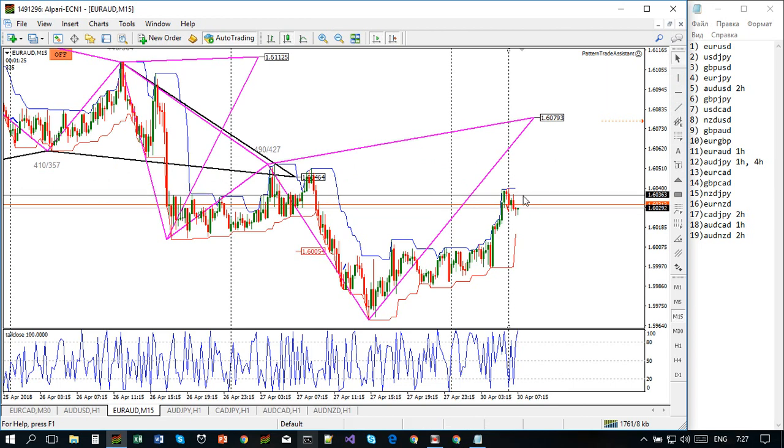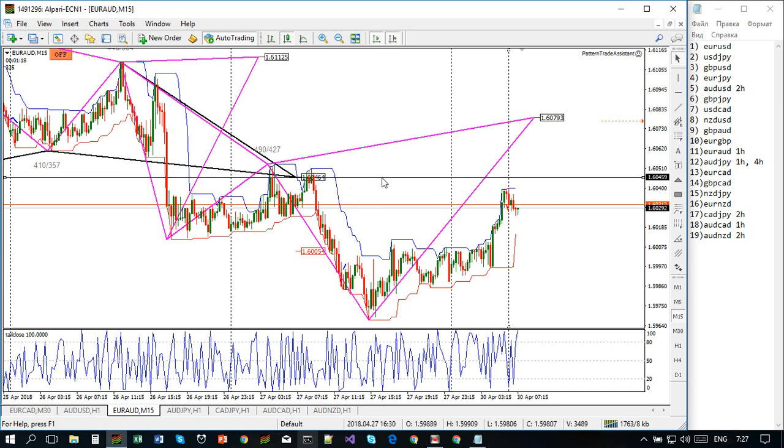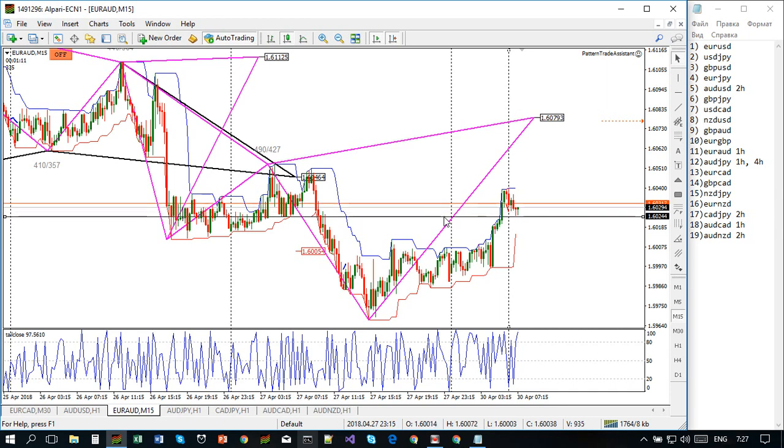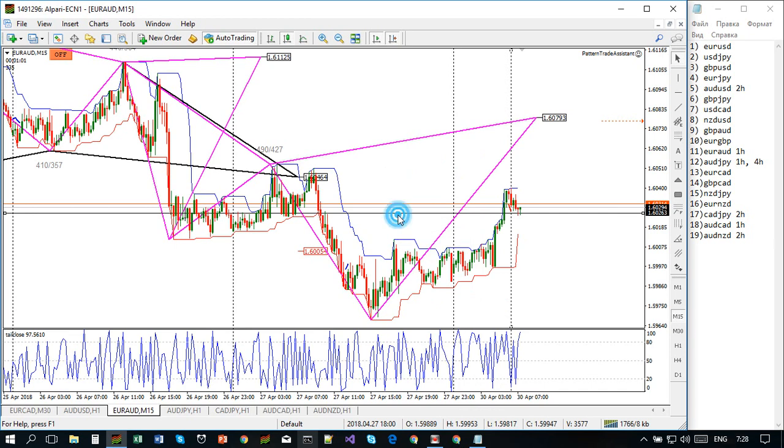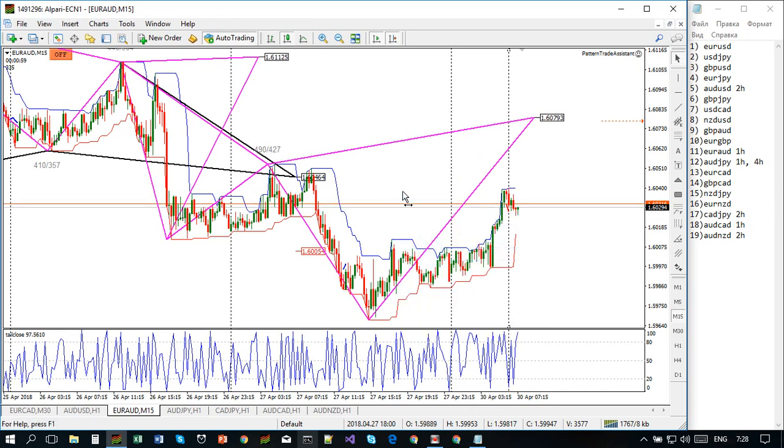Not the best support resistance, but I'd better wait for it to try to test this one. But still, it is a good trading opportunity, the retest of this V point of that pattern, of that double top or whatever. Okay, that's it about trading.